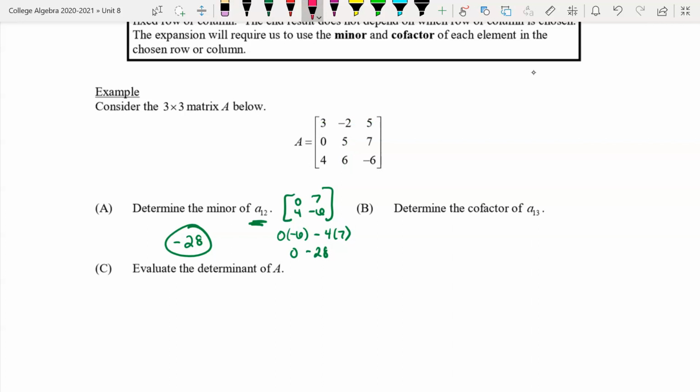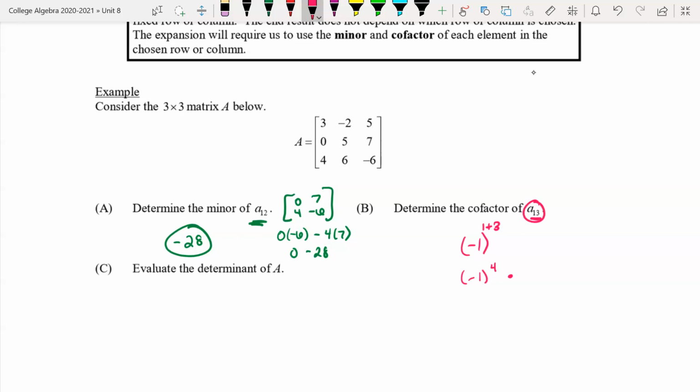The cofactor of A13 is a little bit more complicated. So you're going to take negative 1 always to whatever this is. So 1 plus 3. You see how it's 13? I split it up into 1 plus 3, so this would be negative 1 to the 4th. If it was like 12, it would be 1 plus 2. So it just kind of depends on what the problem is. And you're going to multiply it by the determinant of that minor.